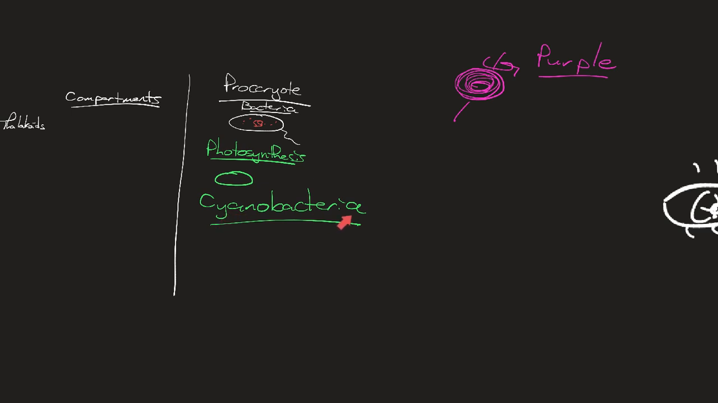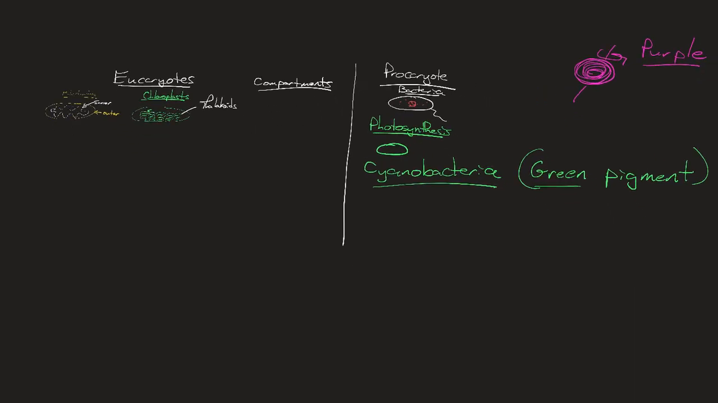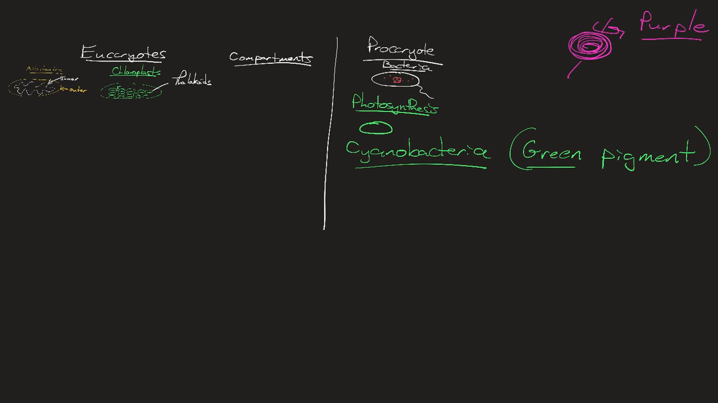But cyanobacteria do it like plants. They use a pigment that is green. I'm not sure what that pigment is. I don't know if it's chlorophyll or not. I don't remember, to be honest, if I ever knew. But cyanobacteria use a green pigment.